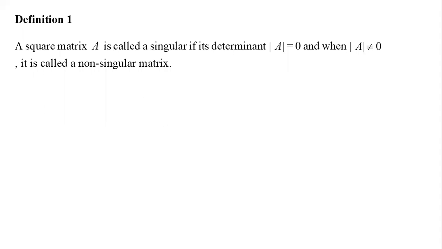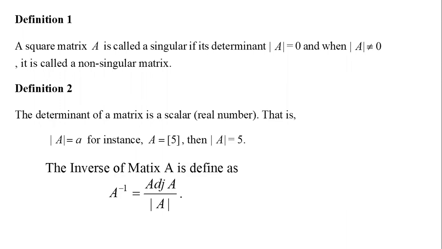Any matrix whose determinant is equal to 0 is called a singular matrix. While the one that is not equal to 0 is called a non-singular matrix. It means for us to find the inverse of a matrix, that matrix must be what? Non-singular. Because if the matrix is singular, then you cannot find the inverse. Just take note of that.